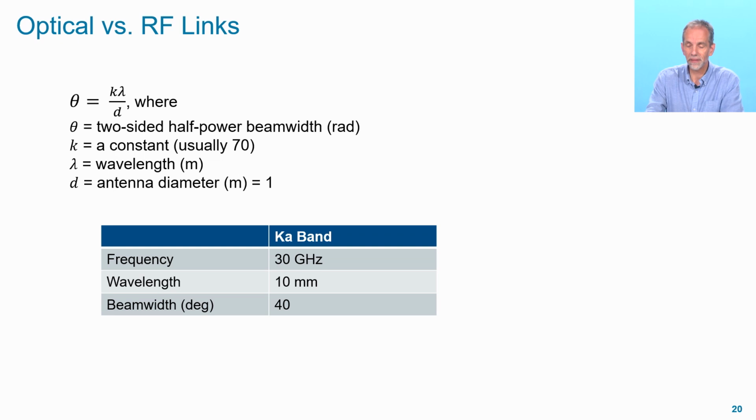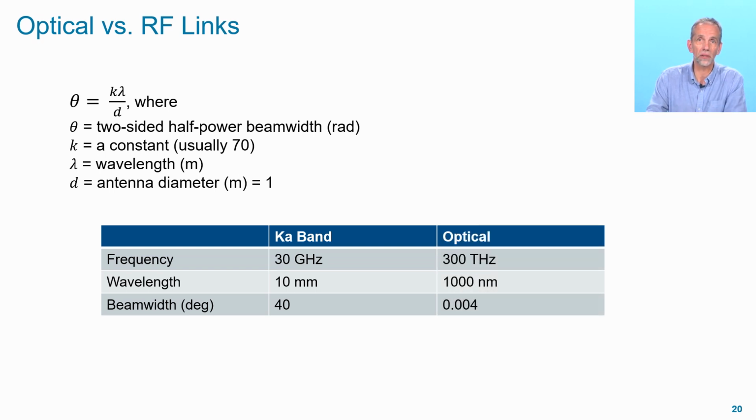Let's consider an optical link. Now, this equation is really for a parabolic reflector, so it's not really an apples-to-apples comparison because we know that optical systems don't use parabolic reflectors, but rather lasers. But the comparison is still apt. So you see that for an optical frequency, an optical link, the wavelength is 1,000 nanometers, 4 orders of magnitude less, and the beam width equivalently is 4 orders of magnitude less. So it is pencil thin.